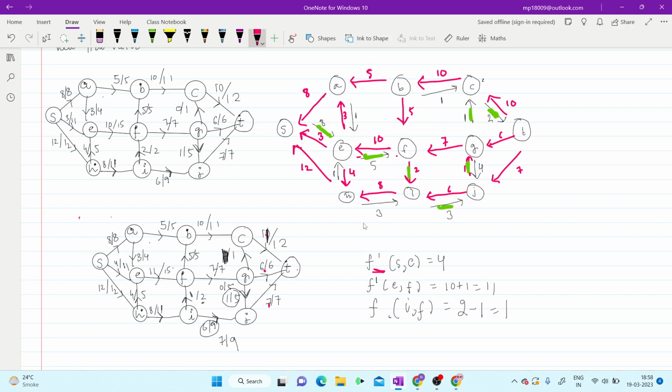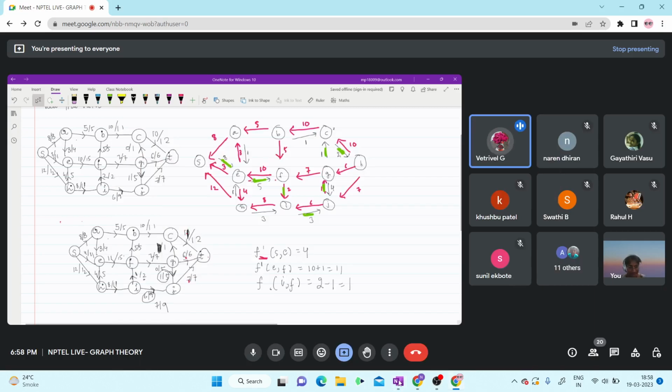So if we get any question like this, where we push delta units of flow, you have to add the path capacity to all the forward edges in the path, and subtract it from the backward edges in the path, only in the path, and all the rest of the edges which are not appearing in the path have the same value.